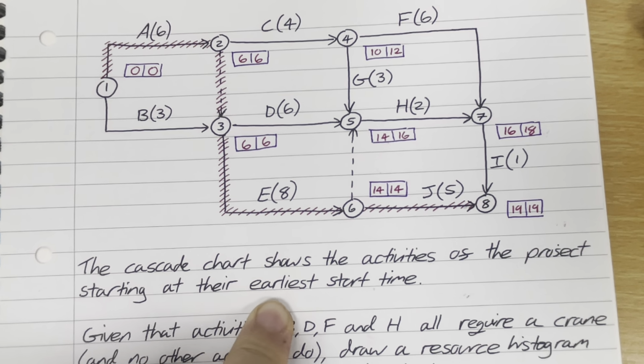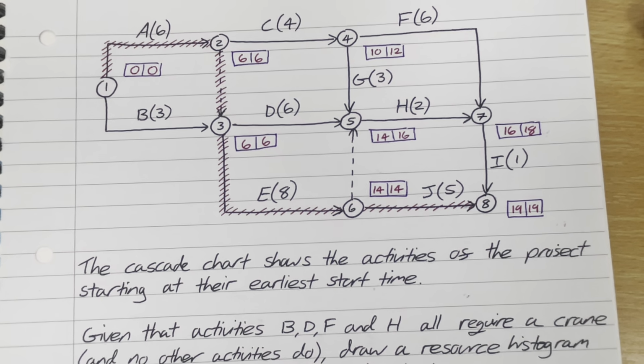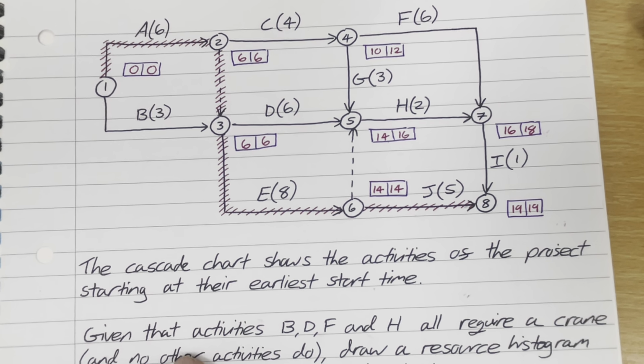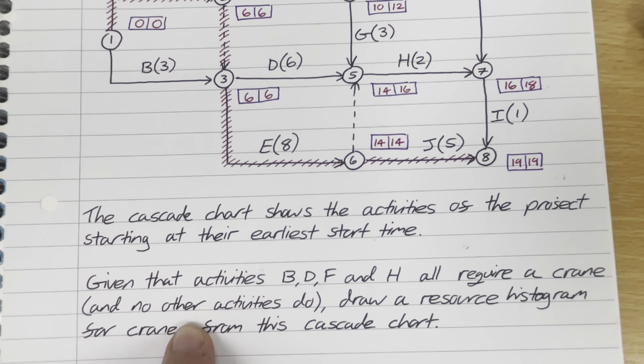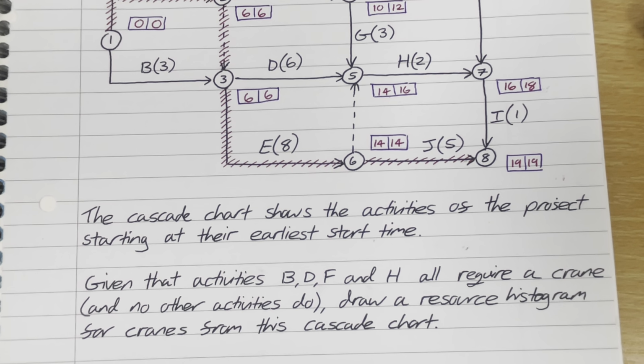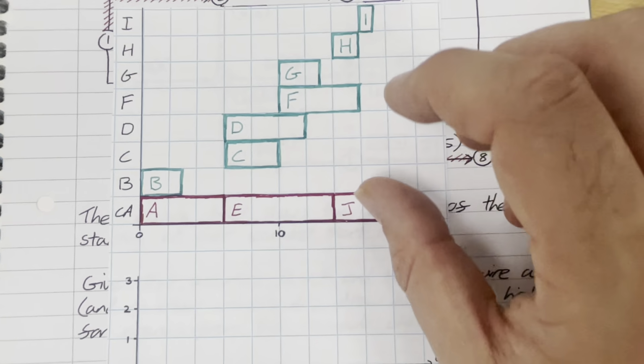Okay, so just like the first cascade chart from my previous video, it showed all the activities starting at the earliest start time. And then we're told that activities B, D, F, and H all require a crane. No other activities require that. And then we're told to draw a resource histogram for cranes from this cascade chart. So here's my cascade chart.